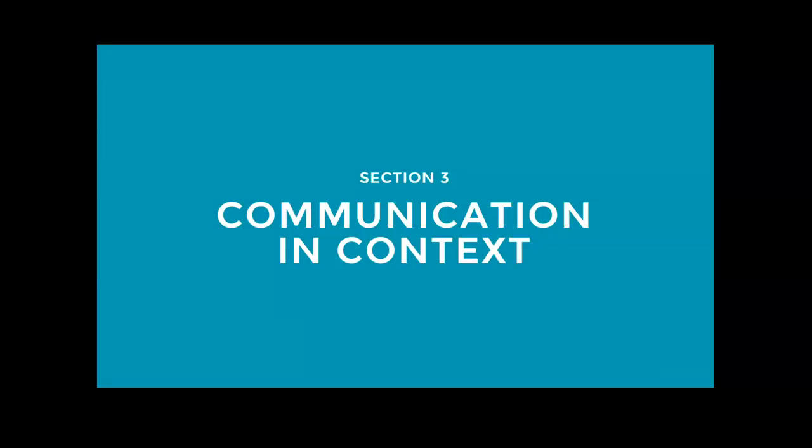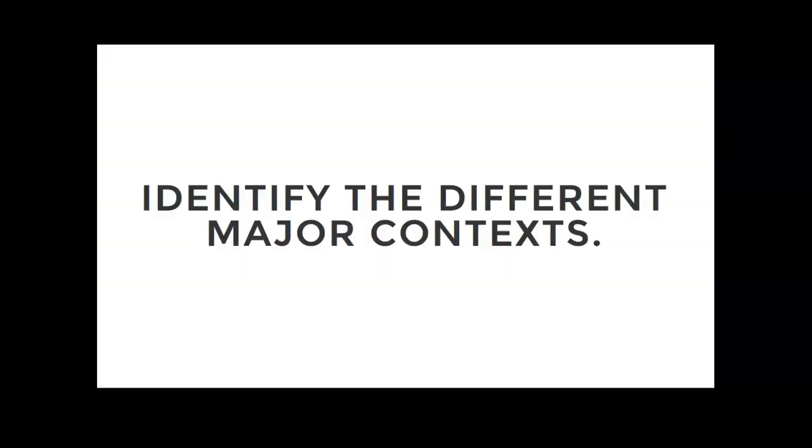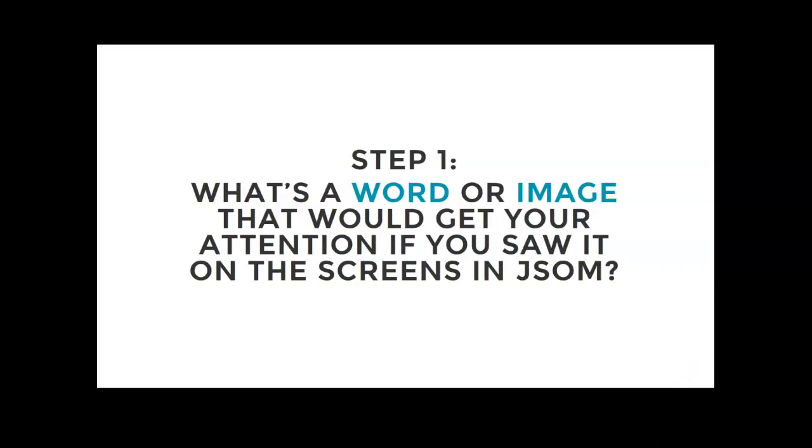All right, so with the idea of communication and context, we do want you to be able to identify the major context for communication in this class. So the first thing that you might do to think about this is imagine that you're on campus and you're walking down the hall and there's those big screens up. What's a word or an image that would get your attention if you saw it on the screens in JSOM? Maybe it's a free event, a funny picture, a video. Maybe it's an image of somebody that you know.